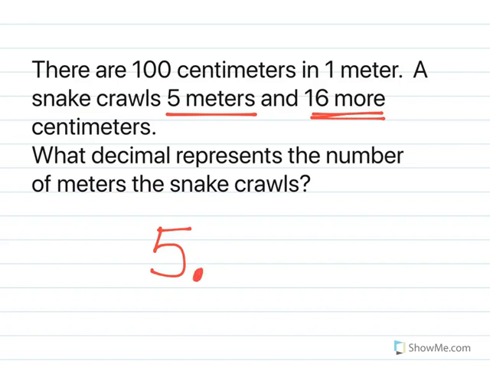So I'm going to put my decimal point. And I know since there's 100 centimeters in 1 meter, that is just like how there's 100 pennies in $1. So 16 centimeters is 16 hundredths of a meter. There's my decimal. And I would label this meters. 5 and 16 hundredths meters.